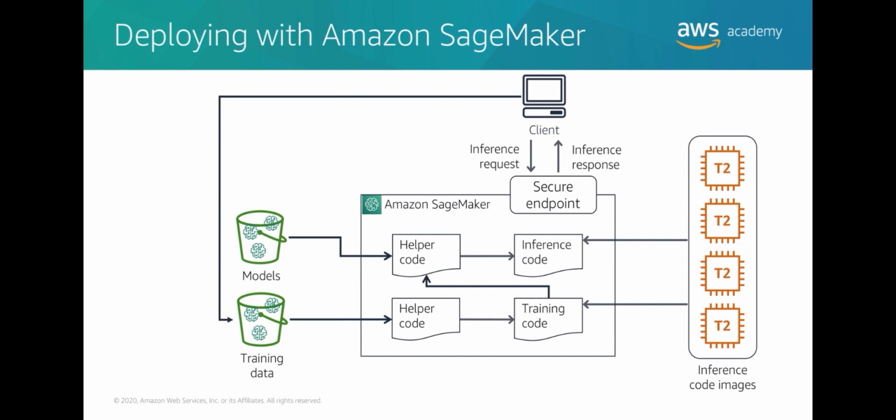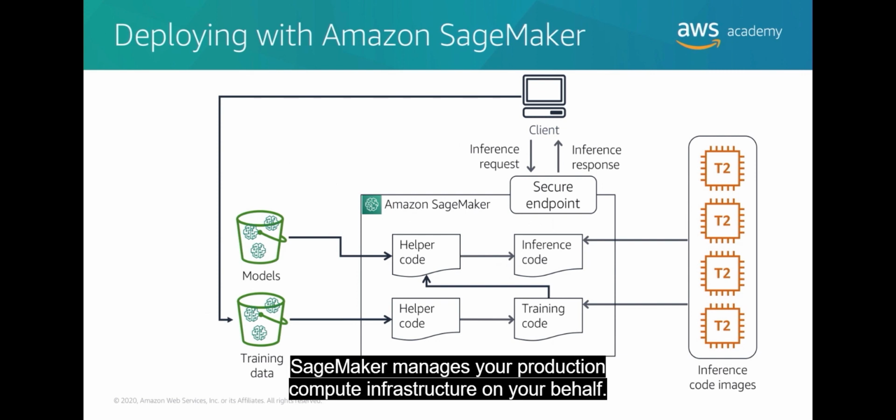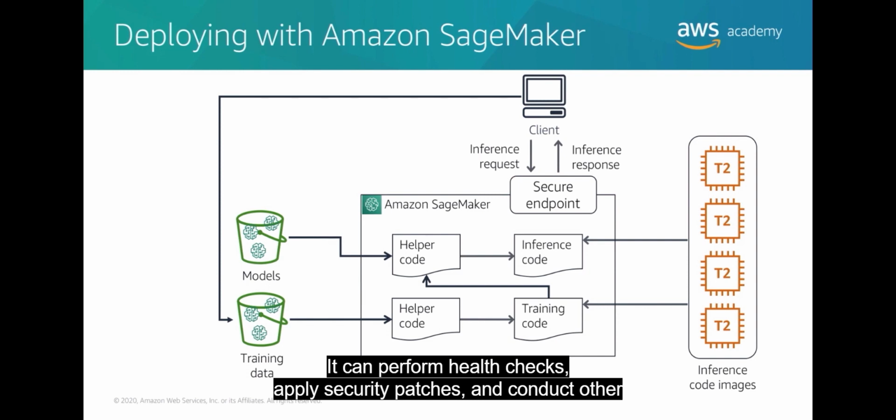SageMaker manages your production compute infrastructure on your behalf. It can perform health checks, apply security patches, and conduct other routine maintenance, all with built-in Amazon CloudWatch monitoring and logging.